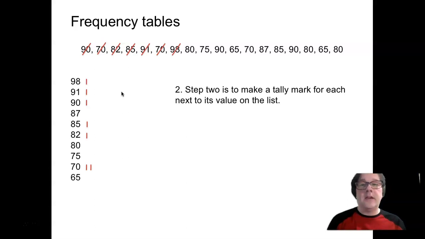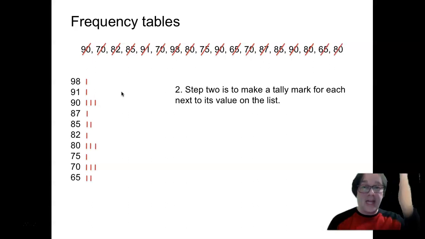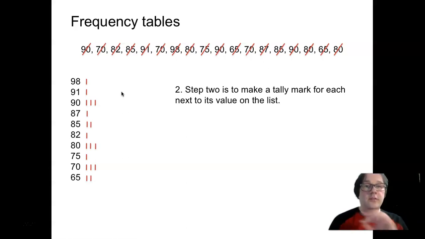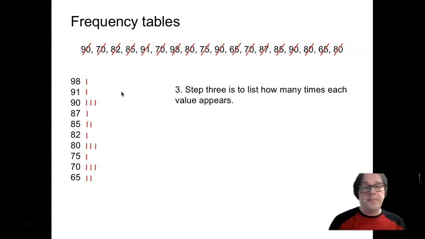We got 98, 80, we got 75, 90, another 90, so we're up to two 90s, 65, another 70, so that's 3, 87, 85, two 85s there, 90, 80, 65, 80. Okay, so we got our tallies there, right? A tally column. Basically, we're just going through and counting how many times each of these unique scores shows up in our distribution.